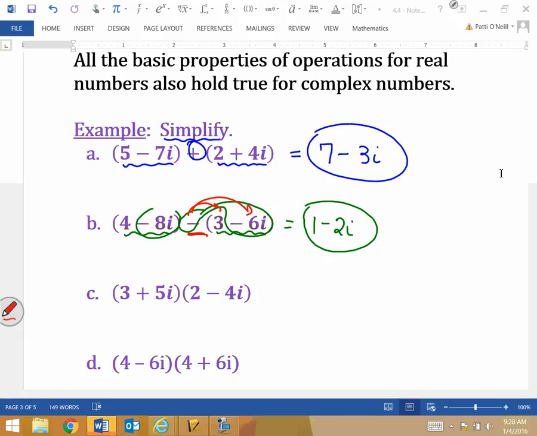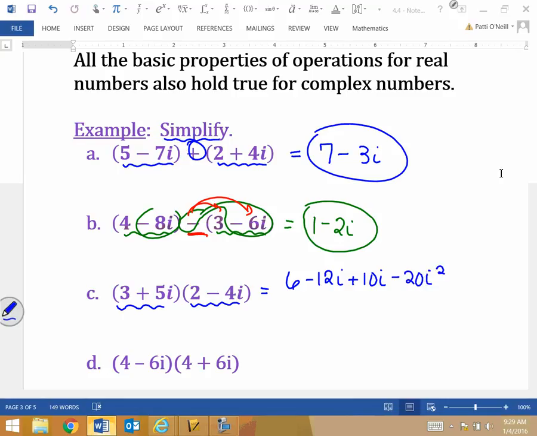As far as multiplication goes, complex numbers basically look like binomials. So when we're asked to multiply 2 complex numbers together that have both real and imaginary parts, we use the approach just like we did with real numbers and binomials, and use the FOIL approach. So when we work with multiplying the complex number 3 plus 5i multiplied by 2 minus 4i, we're going to use that same approach. So we get 6 minus 12i plus 10i minus 20i squared.